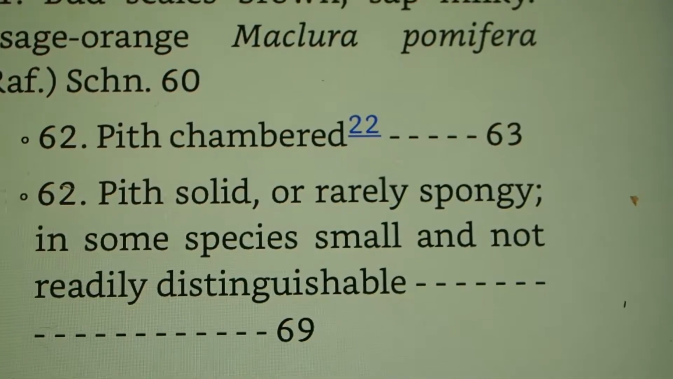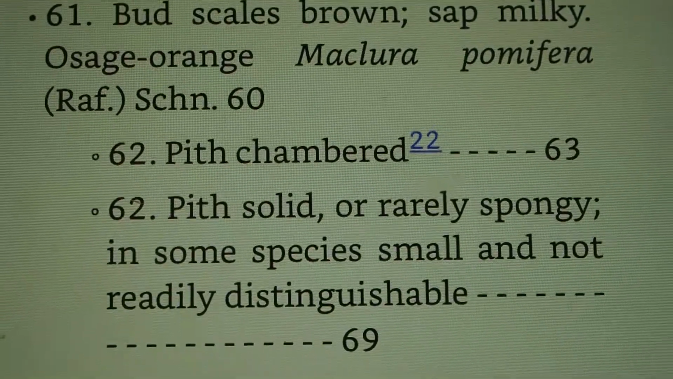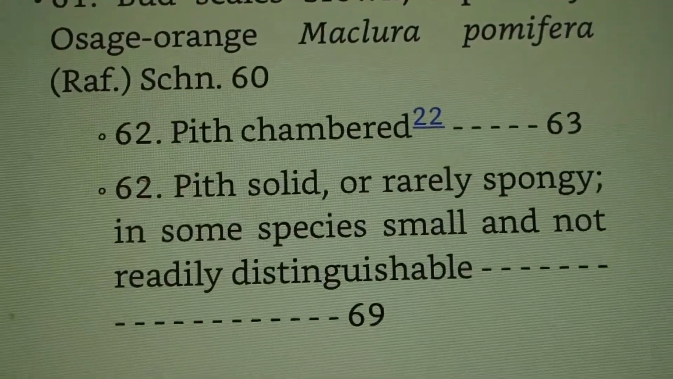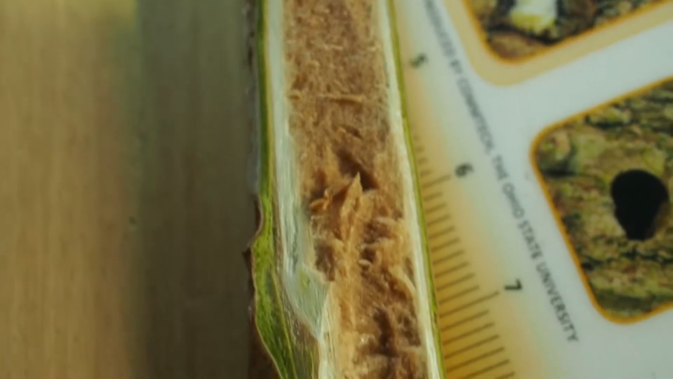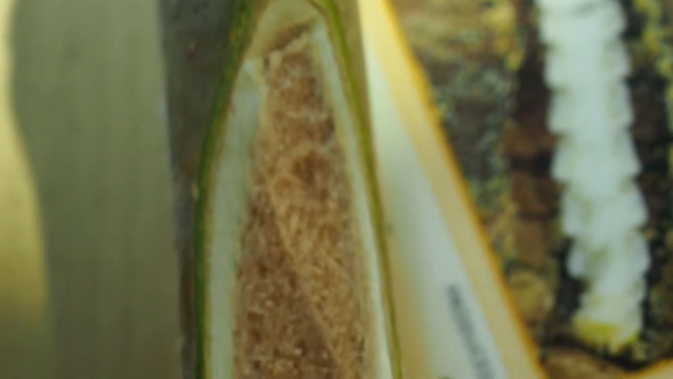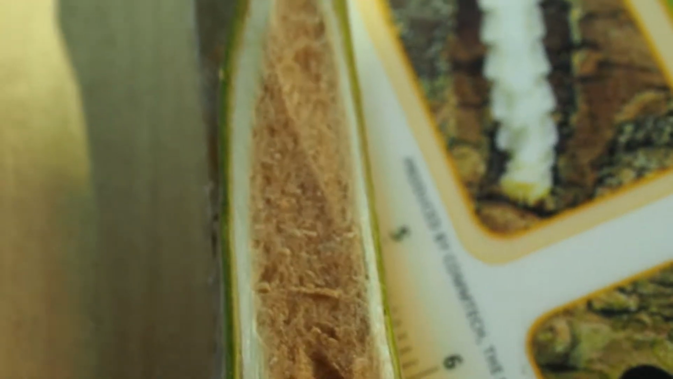Couplet 62 asks about the pith, and it's actually sort of a general question about the pith. Is it chambered, or is it anything but chambered? And this pith is certainly not chambered. In fact, it doesn't have any kind of partitions or any sort of spaces or holes in it. It's continuous and homogeneous. That might come in handy for later.